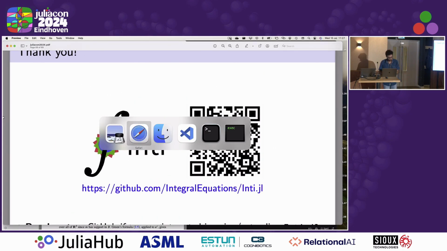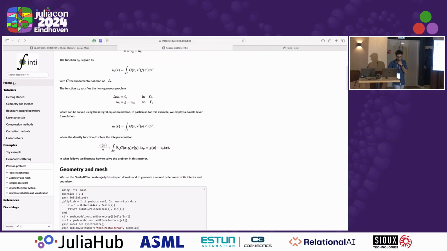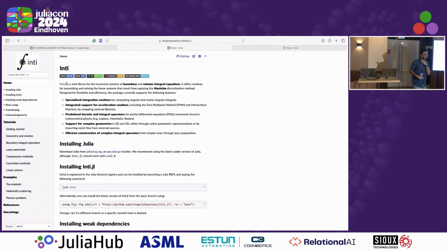Two quick questions. Firstly, do you support also Neumann boundary conditions? Yes, definitely. And is it possible to connect Inti with differential equations to solve evolution equations? It should be possible. I think it would require some understanding of how the library works, but it can be used as just a black box. Like, give me the boundary conditions, I give you what the solution is.